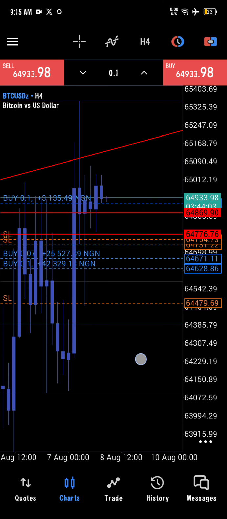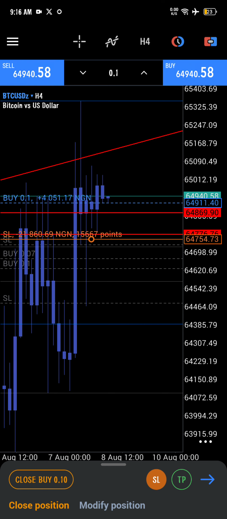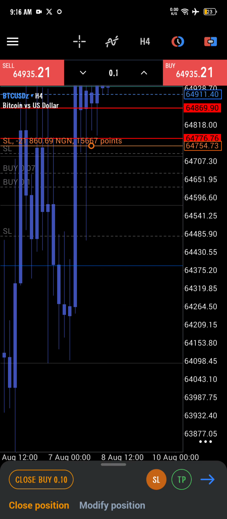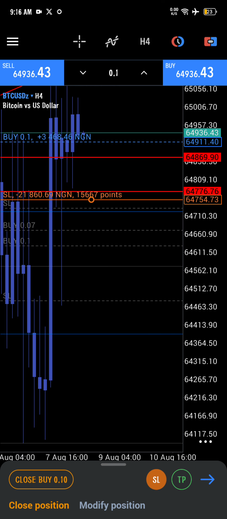Now let me give you guys a lowdown. You can see there are different levels marked here. This trade is actually a scaling, with about a 20k, 21,000 stop loss. You can see this is my hard stop loss, 6477776 is my hard stop loss area. So if price goes below that area, I want to be out of the trade.